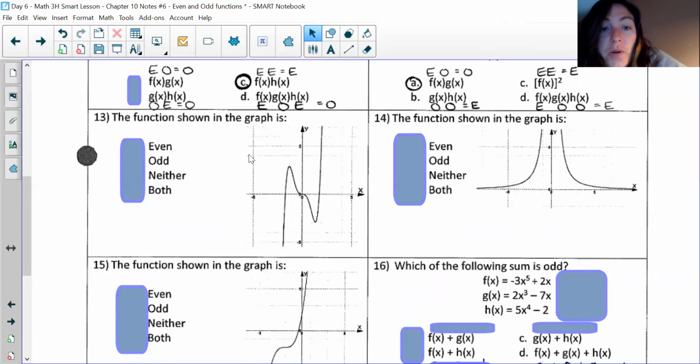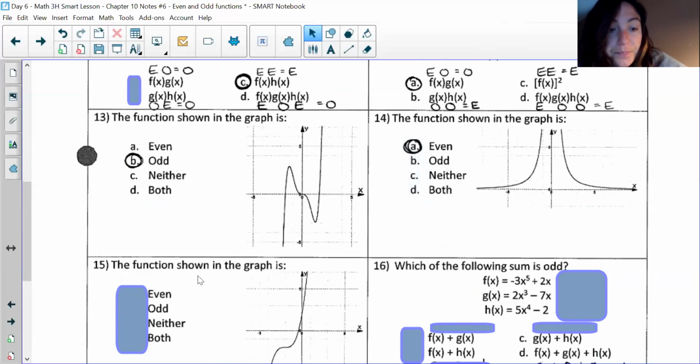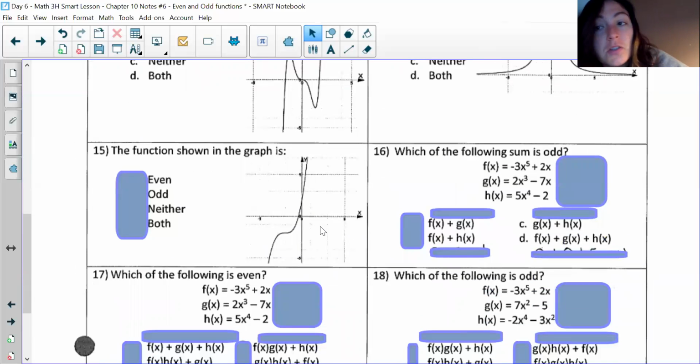The function shown in the graph is, let's take a look. Taking a look at this, we look like we have symmetry about the origin, so odd. The graph of the function, looking at this, looks like we have symmetry about the y-axis, so that's even. Here, it doesn't look like we have symmetry with the y-axis or the origin, so neither.